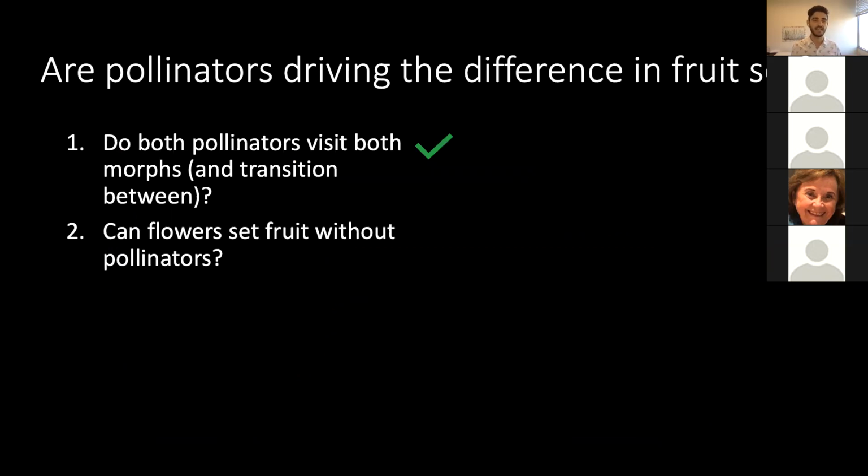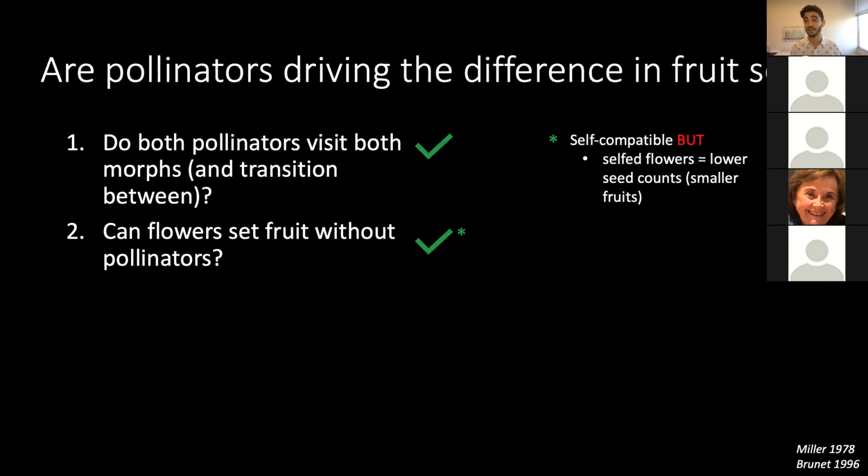So our next question is, can these flowers set fruit without pollinators? And the answer is yes, but with an asterisk. A lot of work has been done in the pollination ecology of this species by Russell Miller and Joanne Brunet. And they've shown that these are self-compatible, but when you exclude pollinators, if you cage a flower, the selfed flowers have significantly lower seed production, so smaller fruits.